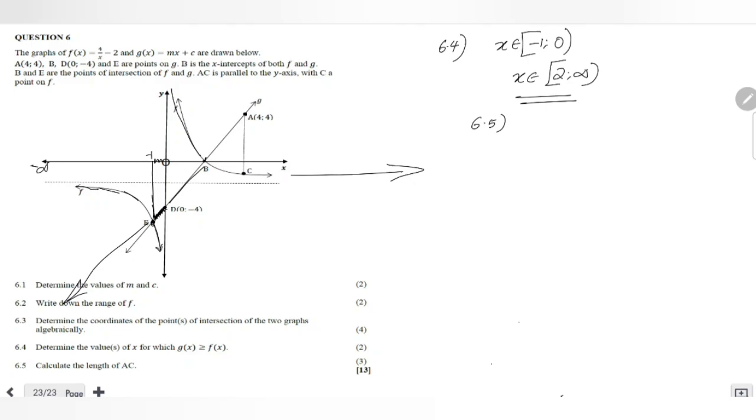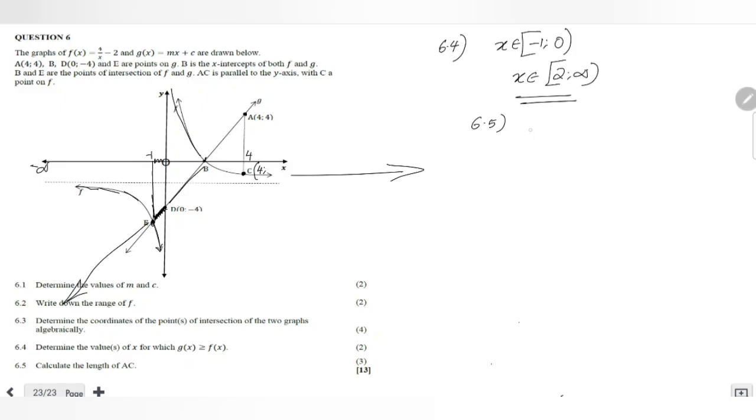Can you find that? Guys, already we know C's x value is the same as A's x value, because both are on the vertical line, isn't it? Which means this x value is 4. Do you agree? Which means C's x value is 4. How do you find the y value? Substitute. Where is C? Which graph contains C? That point C is on the hyperbola. So substitute and we can find the y value of C.